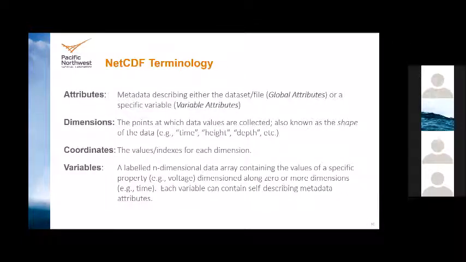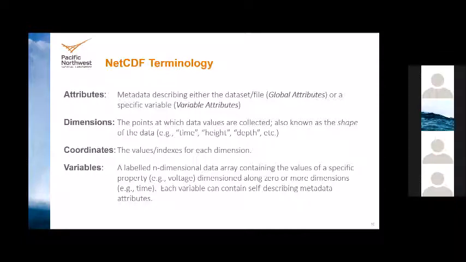Now that we're talking about the NetCDF type format, we'll go over really quickly the terminology that we usually use in dealing with NetCDF. Metadata, they call those attributes, and you can put metadata on the whole file describing your whole data set. Those are called global attributes. Or you could put it specifically on a variable, and they call those variable attributes. Dimensions are how we refer to the points at which you collect data. We call that the shape of the data, like time and depth, for example.